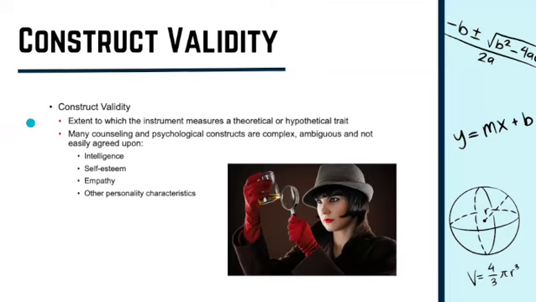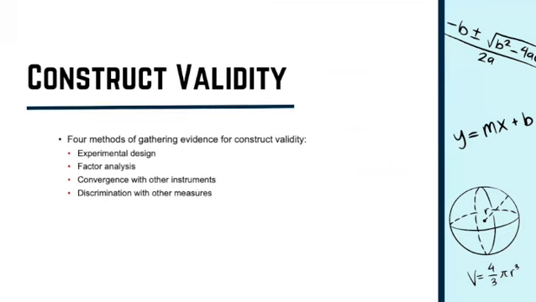And construct validity is the extent to which the instrument measures the theoretical or hypothetical trait. Many counseling and psychological constructs are complex, ambiguous, and not easily agreed upon, especially when we're looking at things like intelligence, self-esteem, empathy, and some other characteristics. There are 4 methods of gathering evidence for construct validity, and those are experimental design, factor analysis, convergence with other instruments, and discrimination of the other measures. Let's take a look at those.